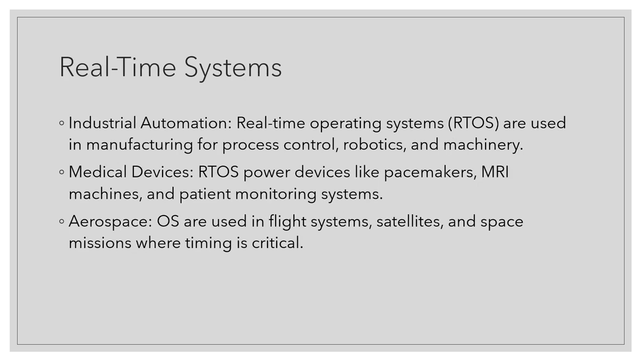Next application is real-time systems. What is a real-time operating system, and what is the use of these? I will explain. In industrial automation, real-time operating systems, or RTOS, are used in manufacturing for process control, robotics, or machinery.